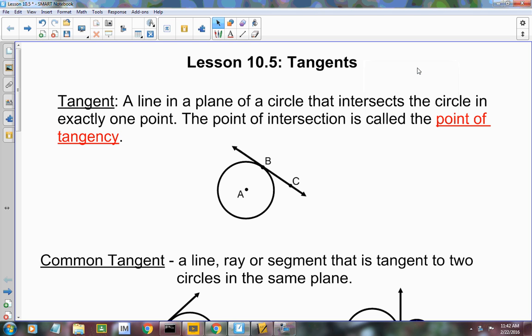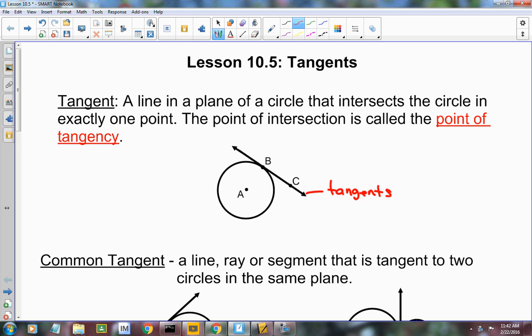So today we're talking about tangents. Now we talked about sine, cosine, and tangent back in chapter 8 and the relationship within the right triangle. But this kind of tangent is different. It's a tangent to a line, to a circle, okay? And it is a line in a plane of a circle that intersects the circle in exactly one point. And that point of intersection is called the point of tangency. So this right here is considered a tangent line.